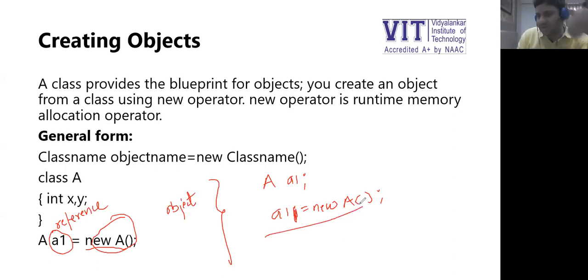I am creating a reference. This new A is the object. This is the memory created, and this is the name assigned to this memory. So this is how we create an object in Java for a particular class.